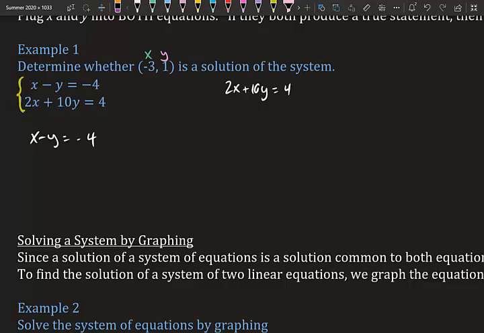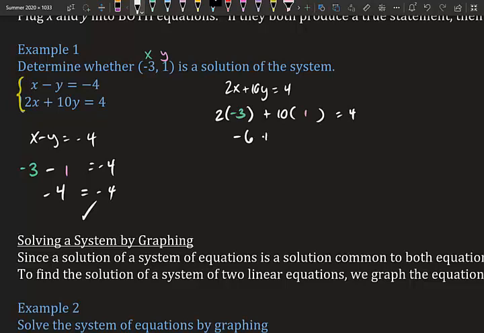All right, let's plug in our x and y. So we have x, which is negative 3, minus y, which is 1, equals negative 4. So negative 4 does equal negative 4. Cool, it works for the first one, but we have to try both. So we have 2 times x, which is negative 3, plus 10y, which is positive 1, and that equals 4. So we have negative 6 plus 10 equals 4. 4 does equal 4. So since they both work, this is a solution.